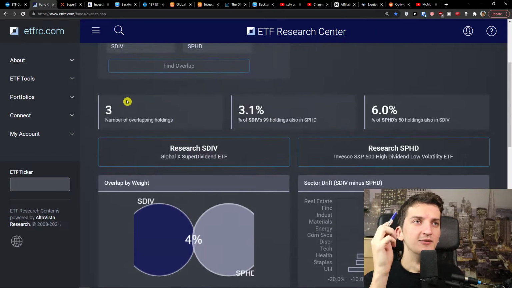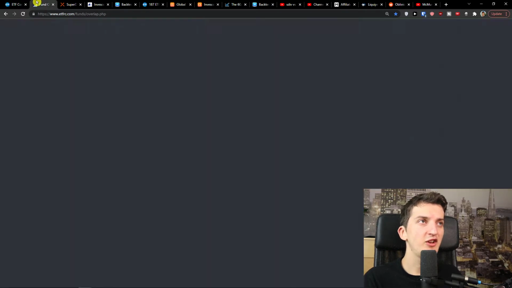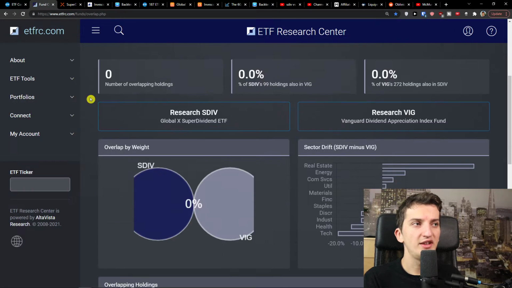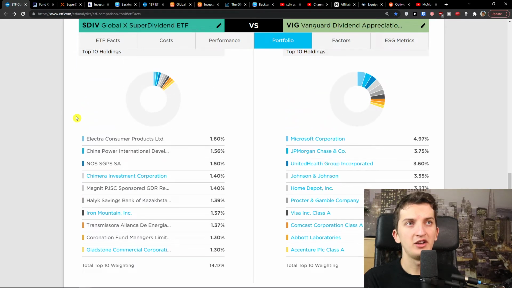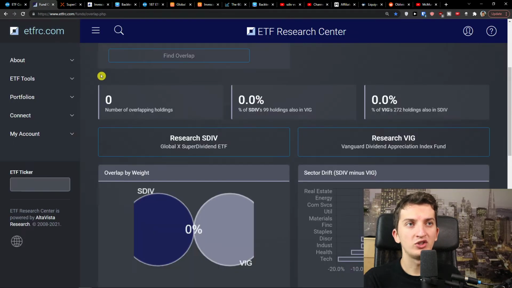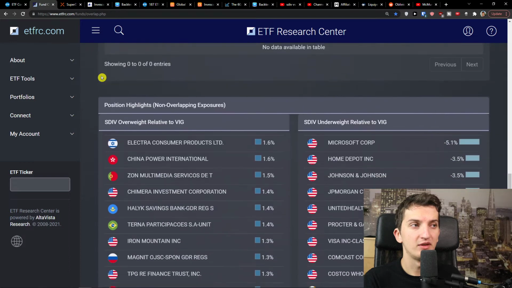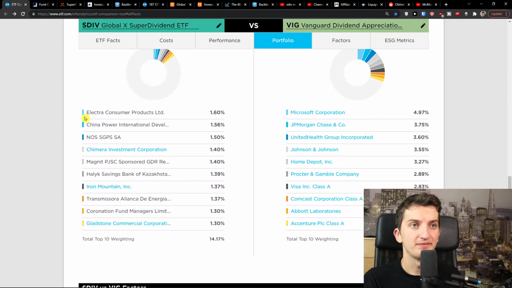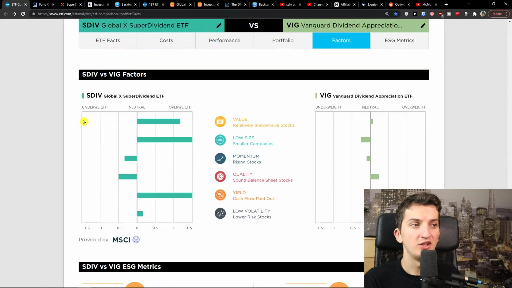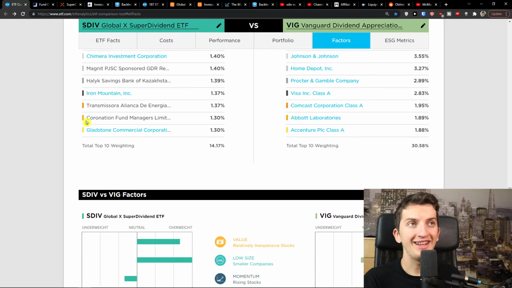And when we look on the fund overlap, VIG, SDIV, we see that they are not overlapping at all. Nothing. They're literally different ETFs and 0%, 0 holdings, 0% by weight. And you can even see it in those companies right here. So they are focusing on completely two different segments. And quality score 3.19 comparing to 7.18.